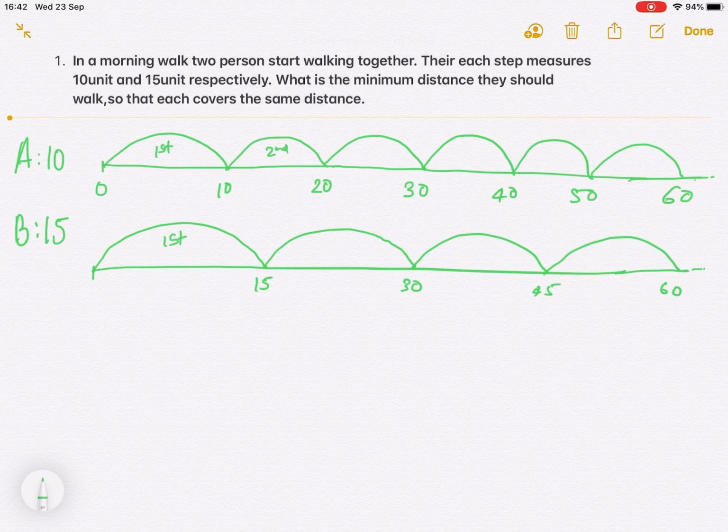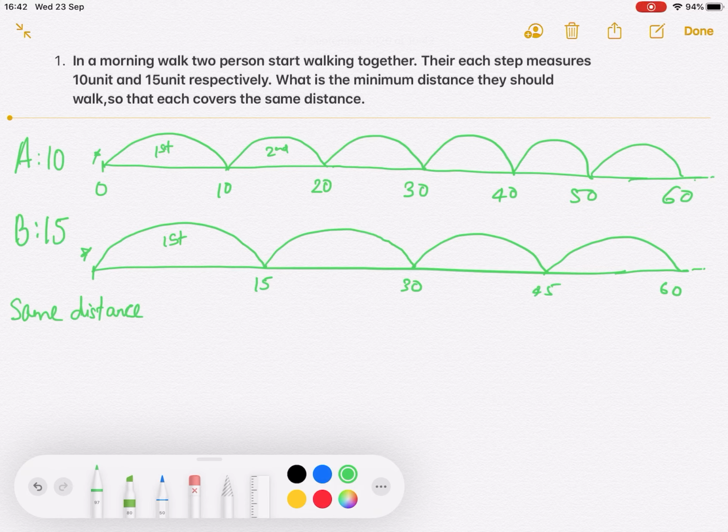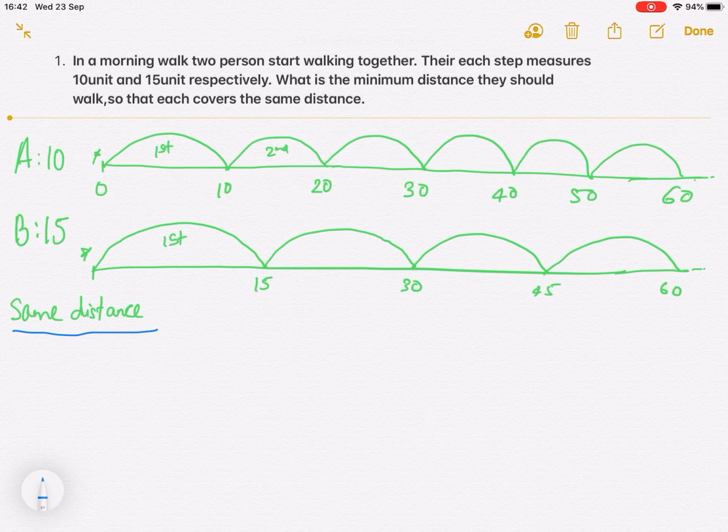So the question says, what is the minimum distance they should walk so that they cover the same distance? Now, when it says same distance, that means since they are starting from the same point, that is crucial. Since they are starting from the same point, what is the point where they will meet for the first time? That means they would have covered the same distance, and that is at 30 units. So at 30 units, we can see that they are meeting, and that was after B's second step and A's third step.